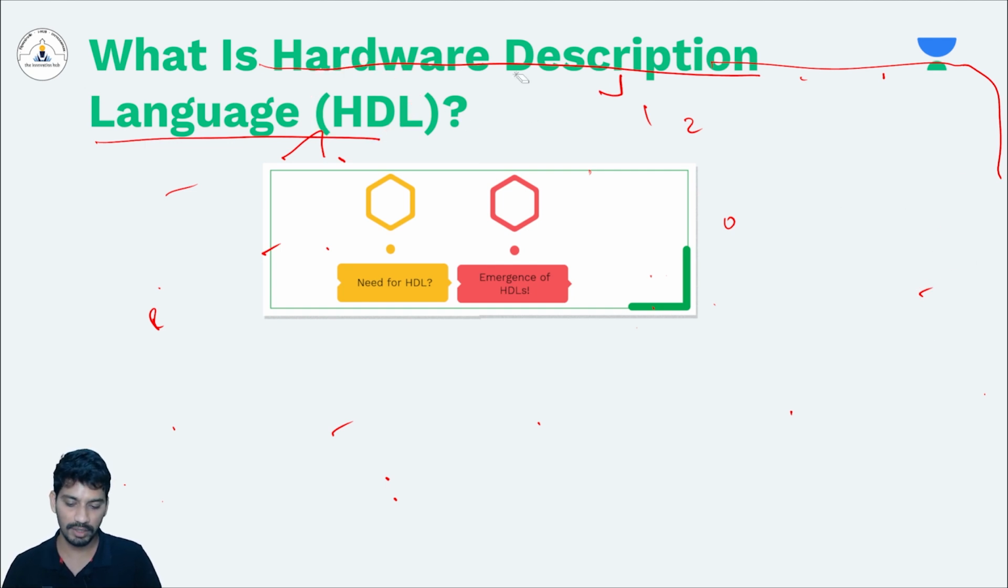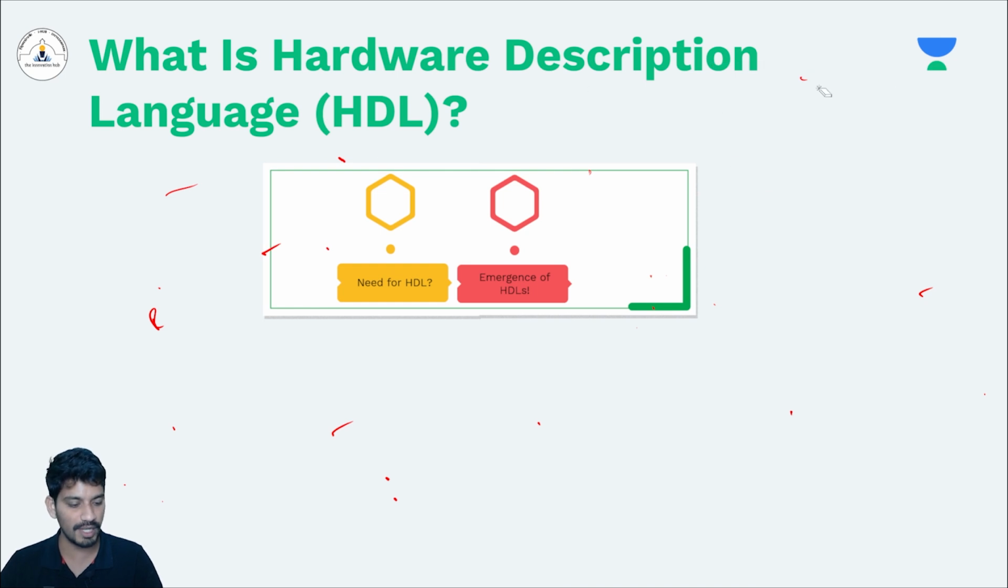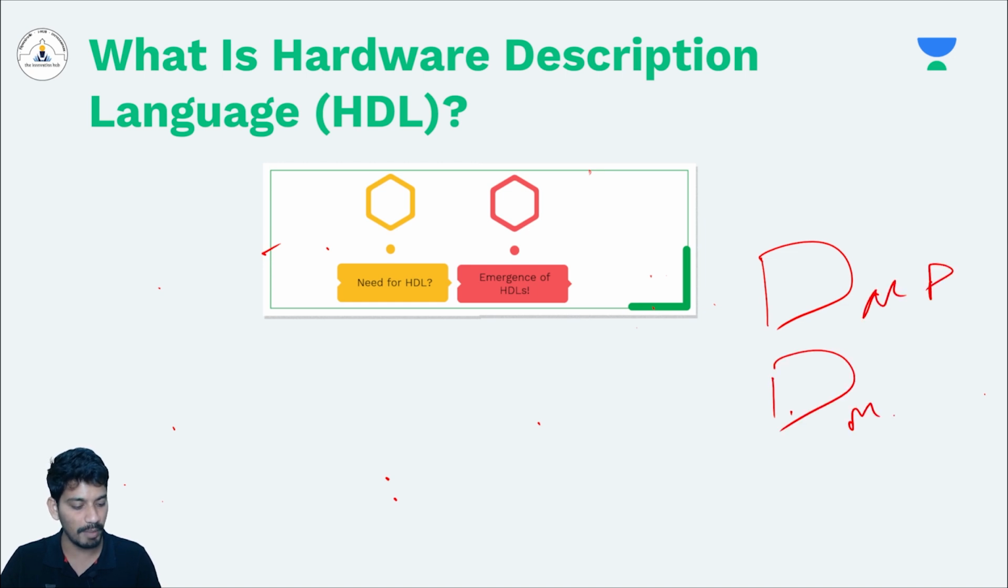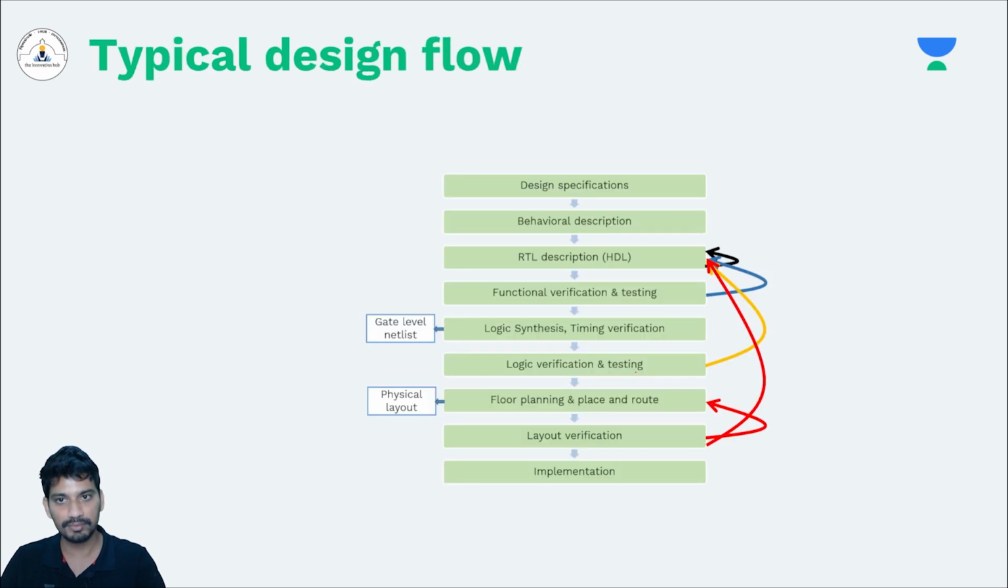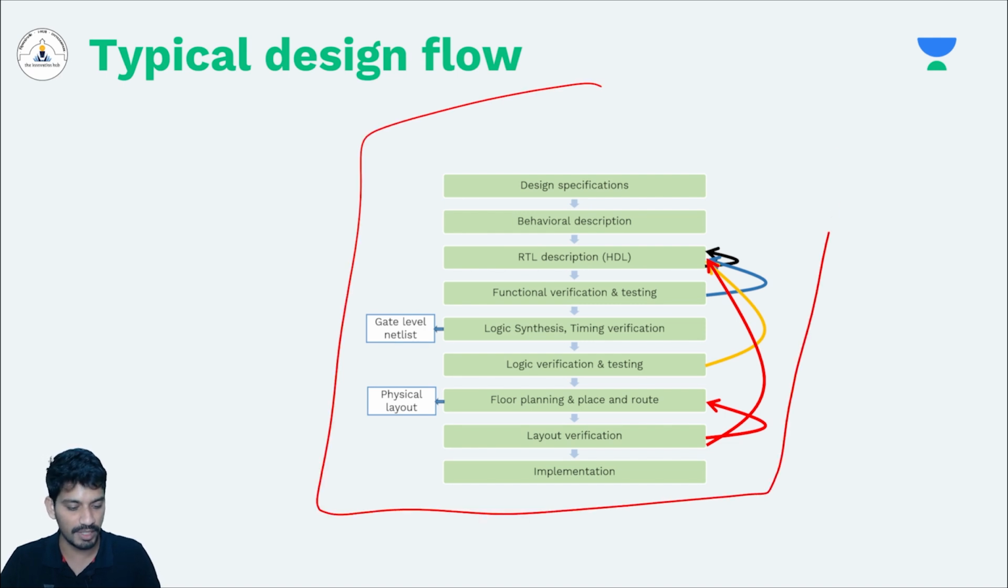So once the hardware description language is available, the engineers start designing their complex circuits, and they verify the circuits, and they even design very complex circuits like microprocessors or memories using these hardware description languages. So let's see the typical design flow of this HDL.